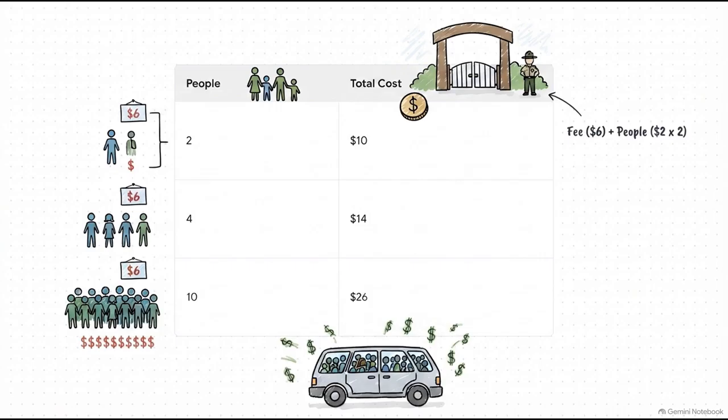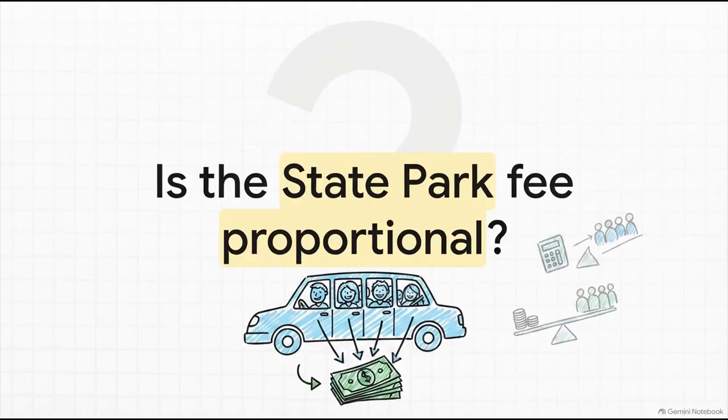For 2 people, it's a $6 vehicle fee plus $4 for the people, totaling $10. For 4 people, it's the $6 fee plus $8 for a total of $14. And if you pack 10 people in, it's $6 plus $20, coming out to a $26 total. So here is my challenge for you. Is the relationship between the number of people in the vehicle and the total entrance cost proportional?